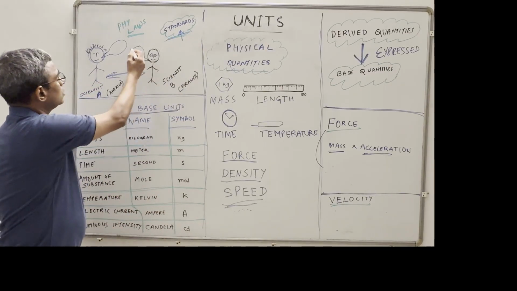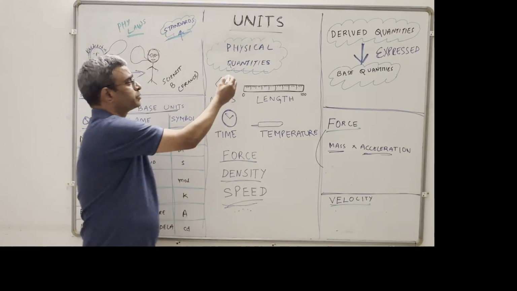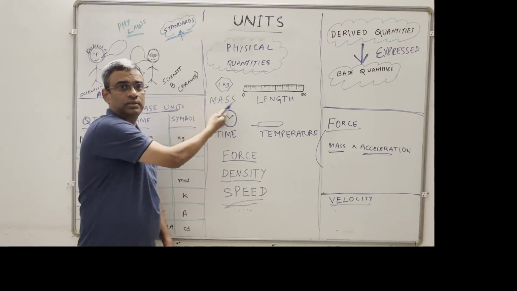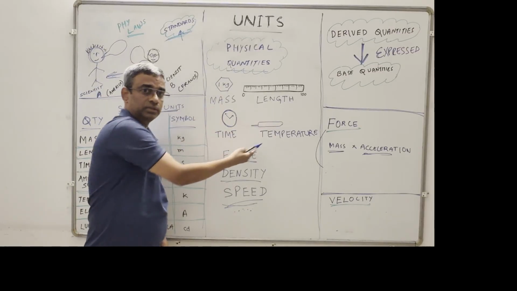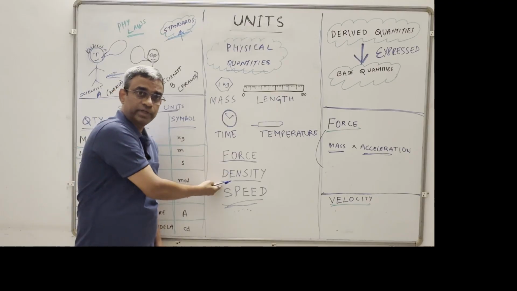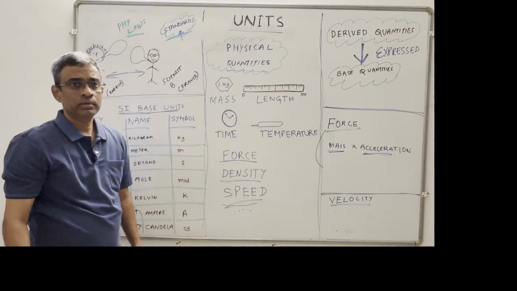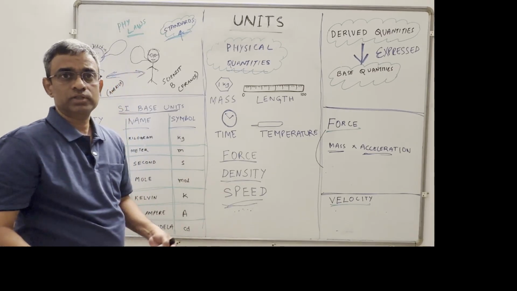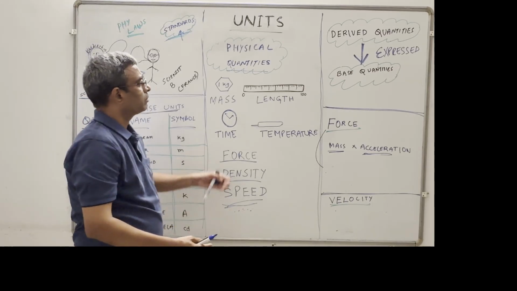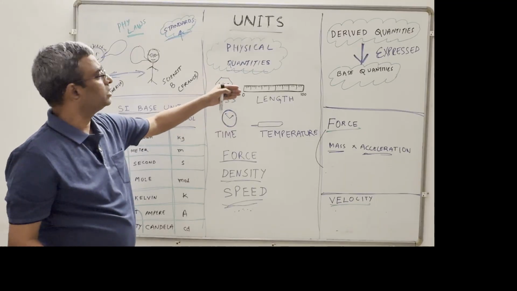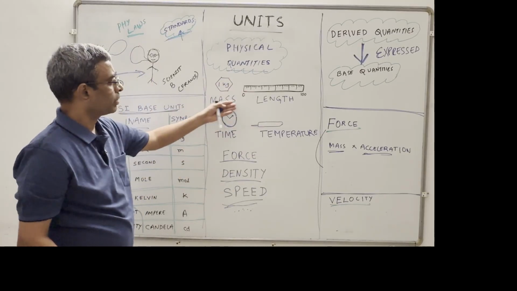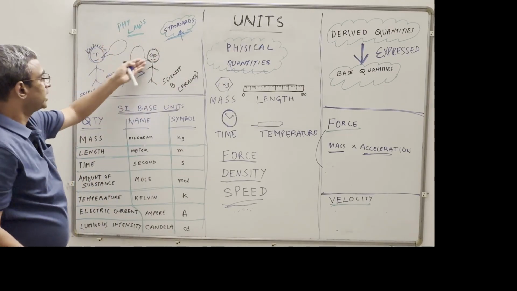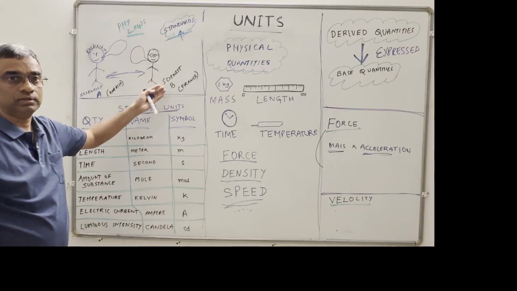And all the physics laws are expressed in terms of physical quantities. Some of the physical quantities are like mass, length, temperature, time, force, density, speed, etc. We don't have to understand all of these terms right now. As we progress, we are going to learn them. But for now we need to understand that these quantities are used to describe and understand physics laws and to be able to communicate with each other.